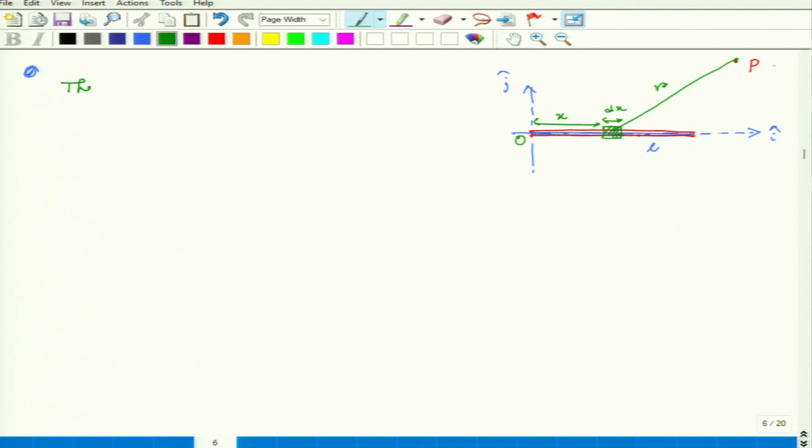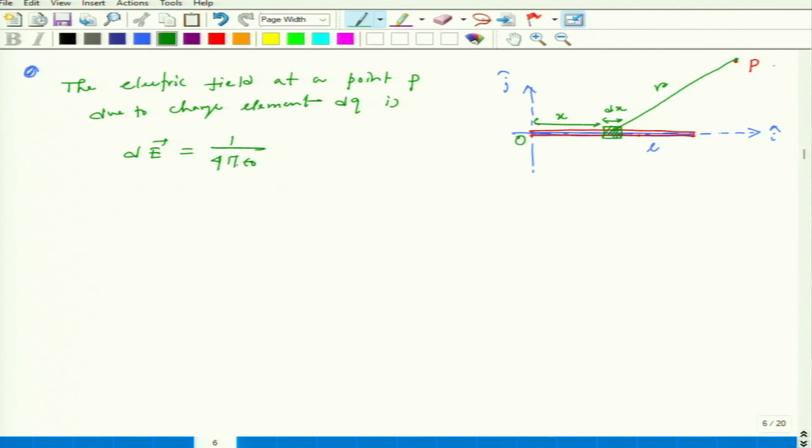The electric field at point P due to each charge element dq is given according to Coulomb's law by dE vector equals 1 over 4 pi epsilon naught times dq over r square times r cap.